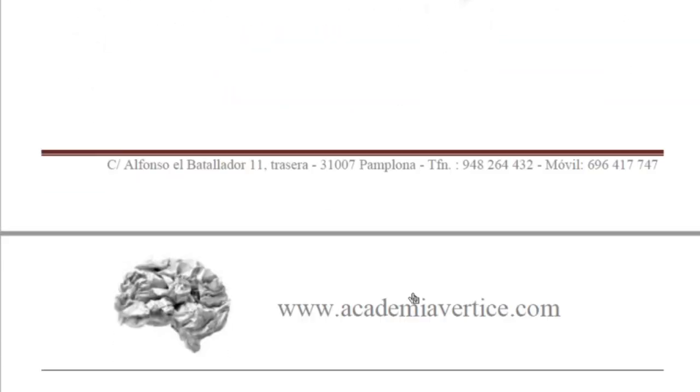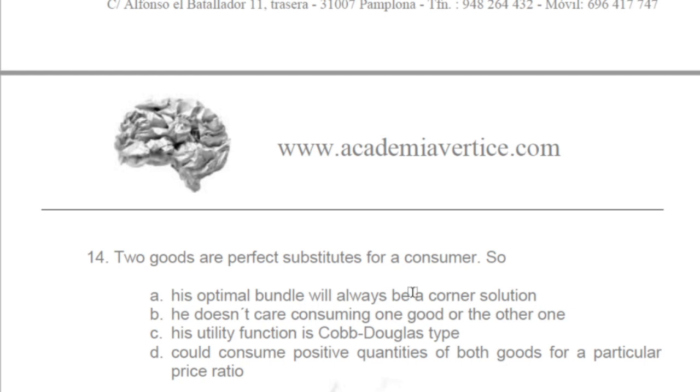Now, 14th. Two goods are perfect substitutes for a consumer. So, his optimal bundle will always be a corner solution? No, be careful. Almost always, maybe, but not always. As I tell you, if I find Coca-Cola at 2 euros and Pepsi at 1 euro, and I like Coca-Cola always double, so I could consume some cans of cola and some cans of Pepsi. He doesn't care consuming one good or the other one?